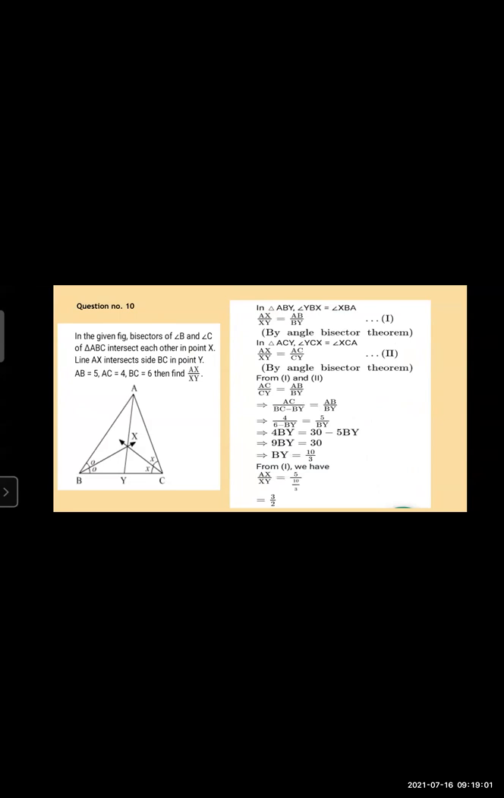Means there are two angle bisectors, angle B and angle C. They are intersecting at point X. Line AX intersects BC at Y. AB is 5, AC is 4, BC is 6. Then find AX by XY.